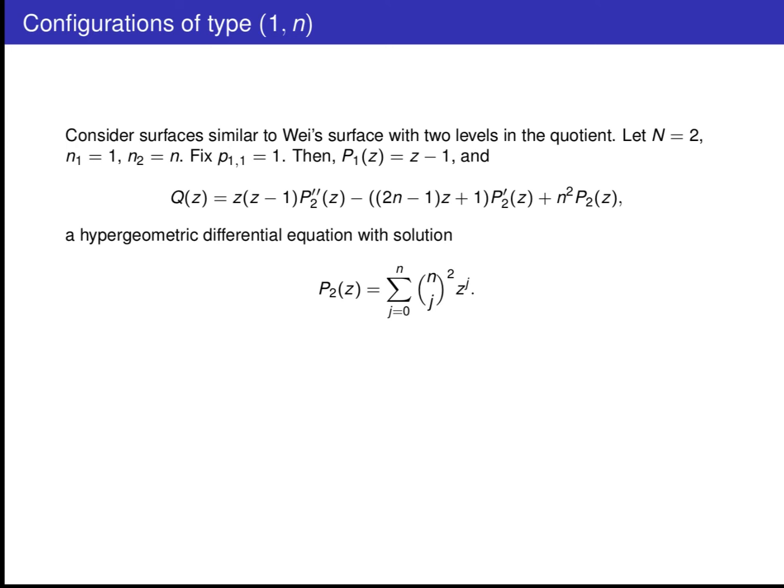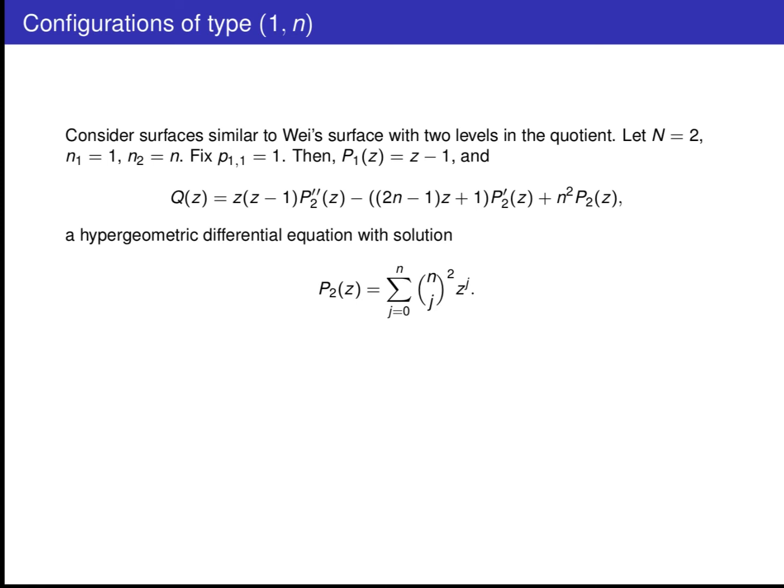So this is where in the quotient we have the 2 levels. Between level 1 and 2, we've got 1 catenoid neck, and then between level 2 and back to level 1, we have the n catenoid necks. So we'll consider surfaces, similar to Wey's surface, with 2 levels in the quotient, where capital N is 2, n sub 1 equal to 1, n sub 2 equal to n. In Wey's surface, that was with n sub 2 equal to 2.